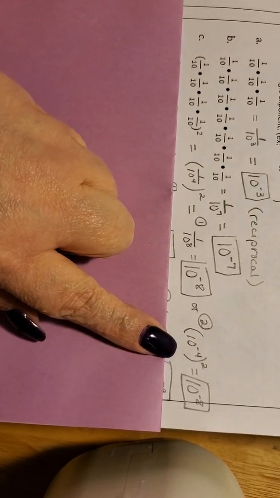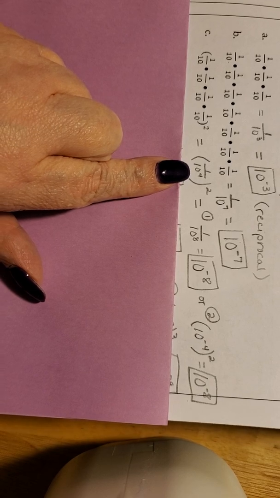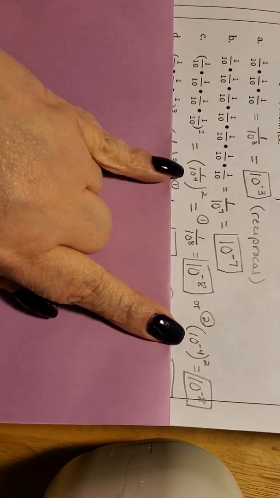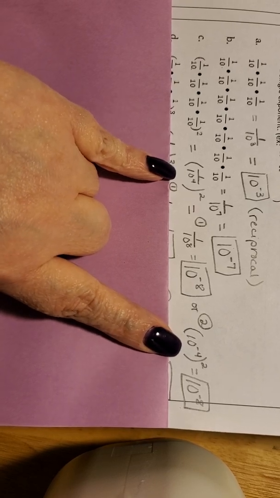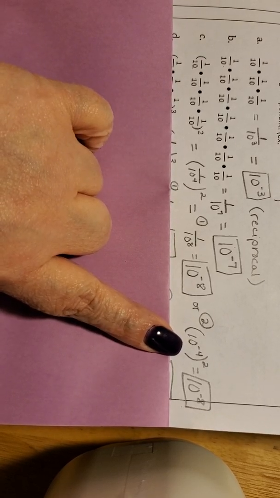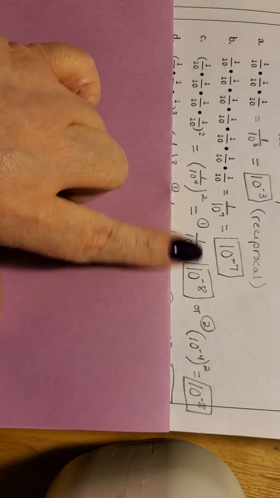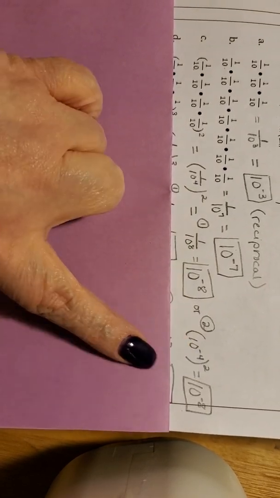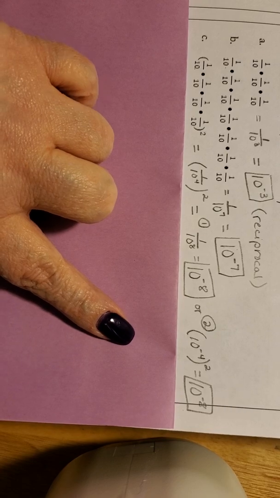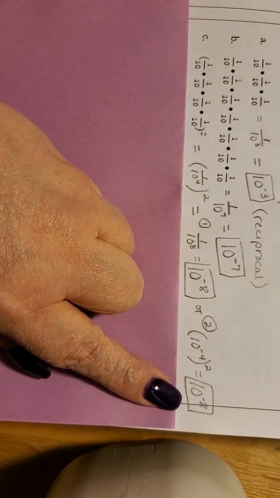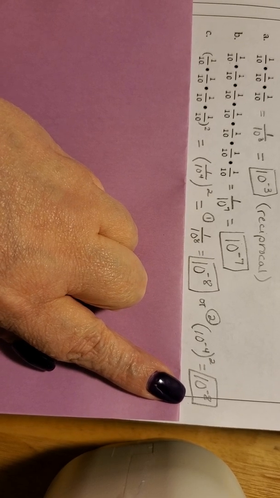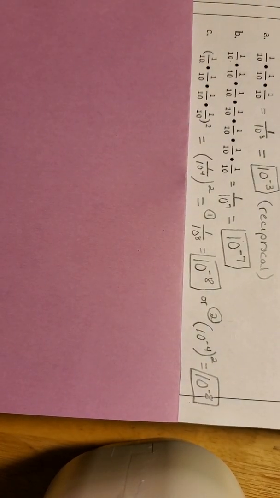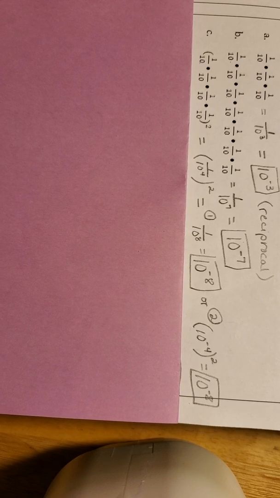You can see here I did it a little differently. I took the reciprocal of 1 over 10 to the 4th, making it 10 to the negative 4th power, raised to the 2nd power, and then I just multiplied the exponents, negative 4 times 2, which gives me negative 8. There are always multiple ways that you can solve these when you have a multitude of different exponent rules in the problem.